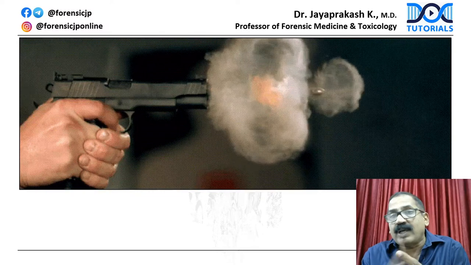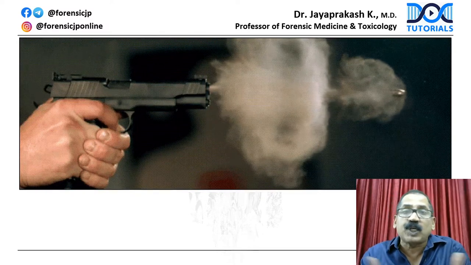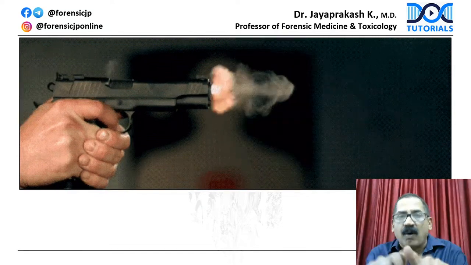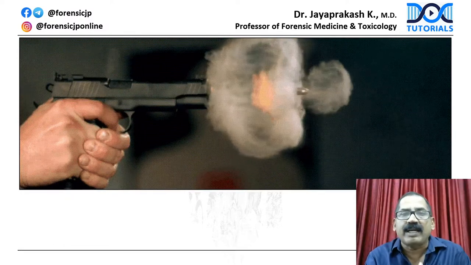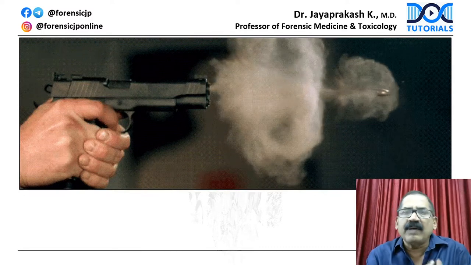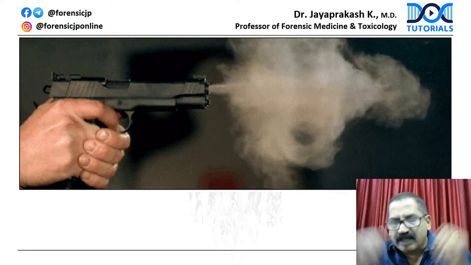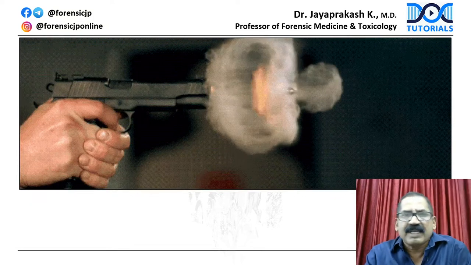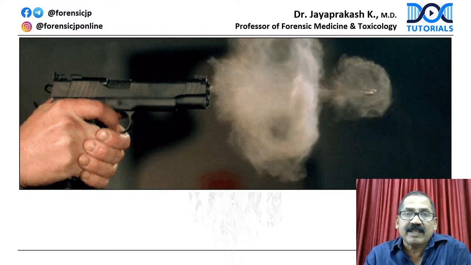Say for example, if 1 gram of gunpowder is burnt, it produces about 10 to 12 liters of gas. It has to come out only by pushing the projectile, that is the bullet, and the bullet comes out through the muzzle end of the gun. Along with the bullet, other products of firing also will come out through the muzzle end, as you see in this picture. There is flame. Along with flame, definitely there will be hot air.